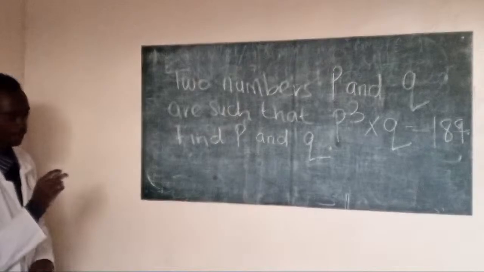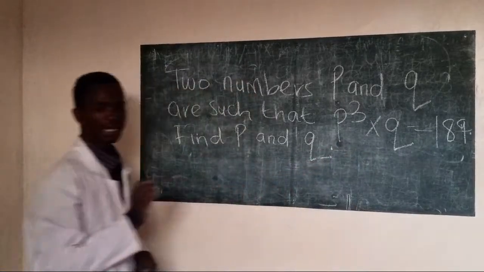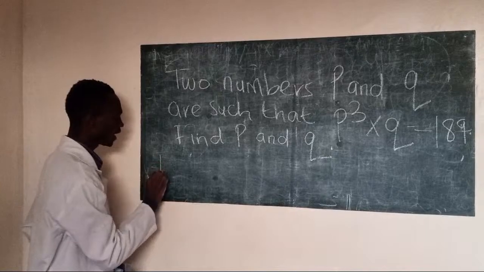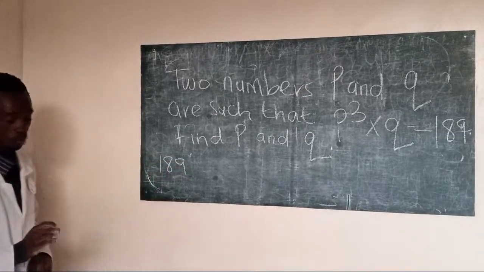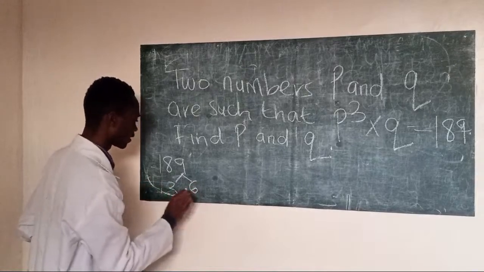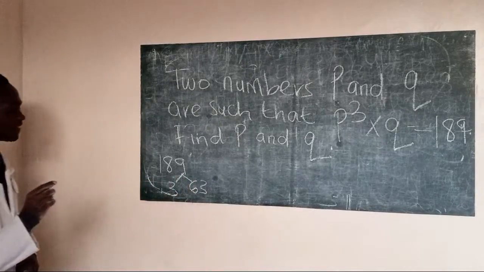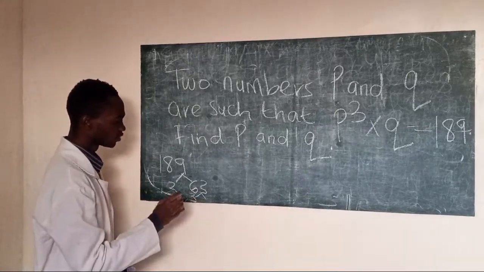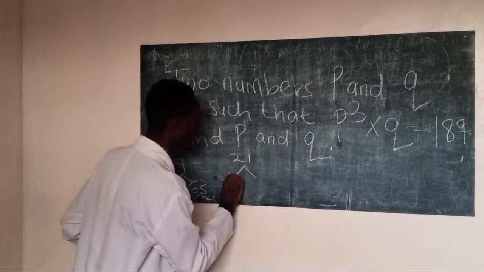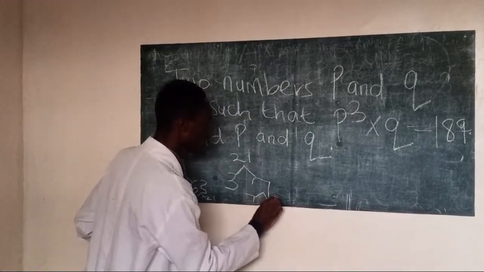Now, the first step in solving this mathematics, this is KCSE 2017, is expressing 189 in terms of its prime factors. 189, I cannot divide by 2, but I can divide by 3 to give me 63. 63, I can divide again by 3 to give me 21. 21, I can divide again by 3 to give me 7. 7, divide by 7 gives me 1.